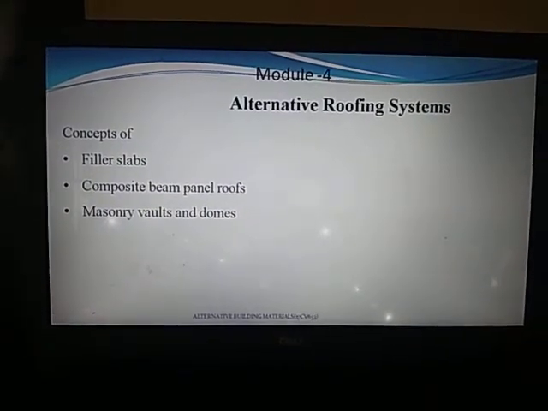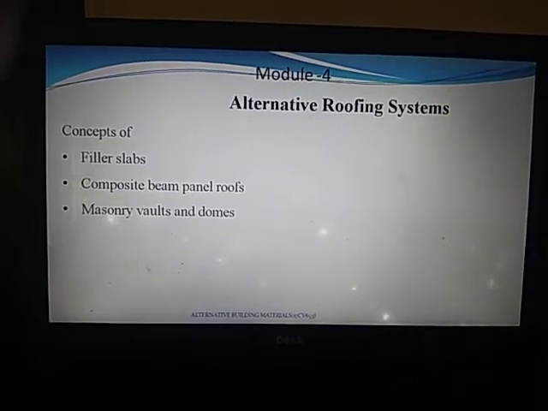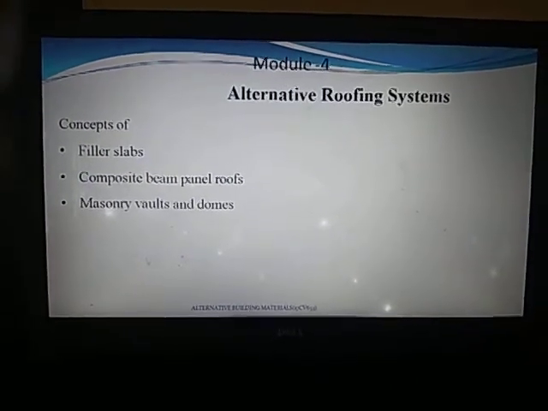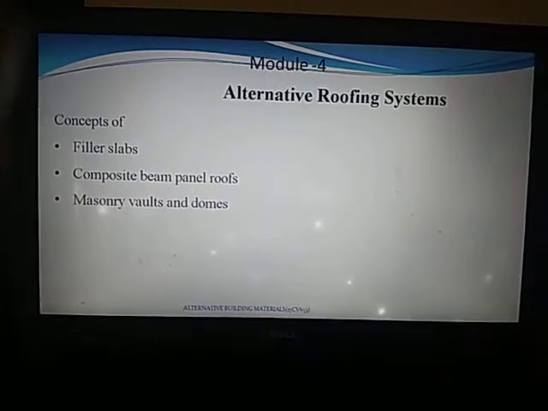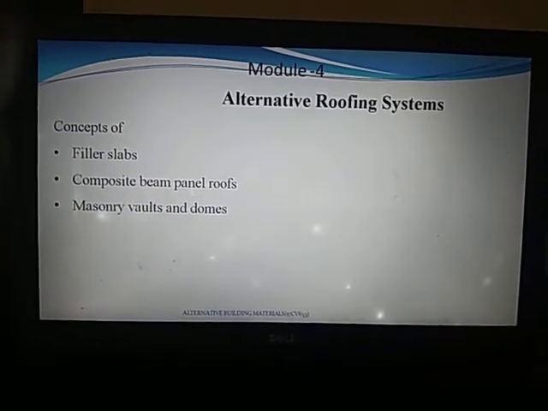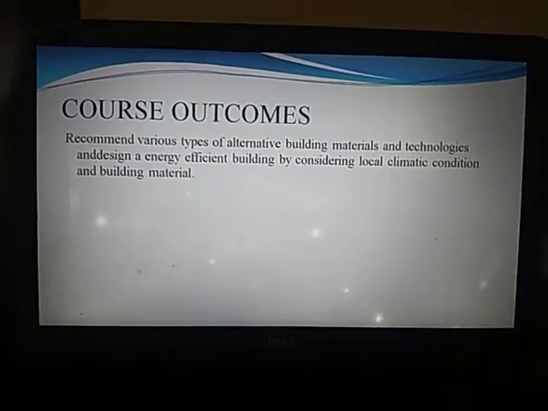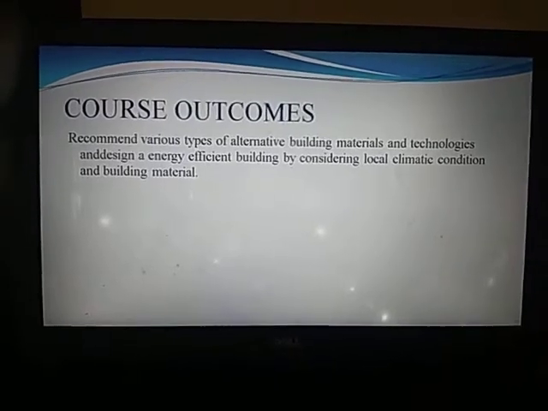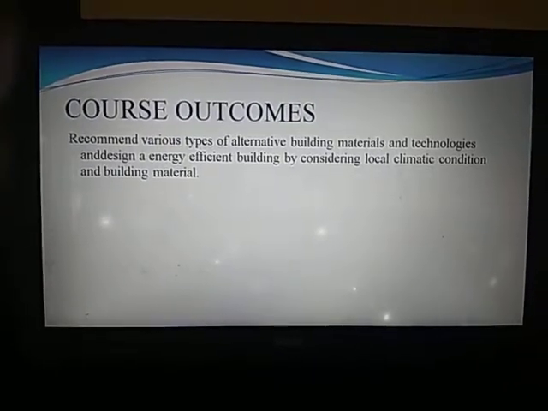In another chapter, alternative roofing system, the concepts of filler slabs, composite beam, panel roofs, masonry walls and domes. So these are the contents you are going to study in module 4. Before explaining module 4, you must know the course outcomes of this module.